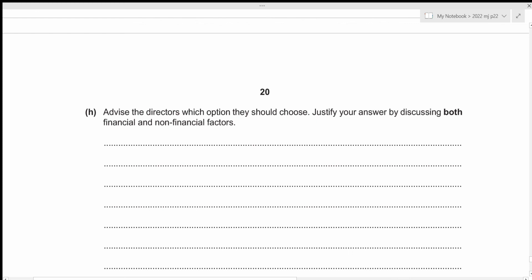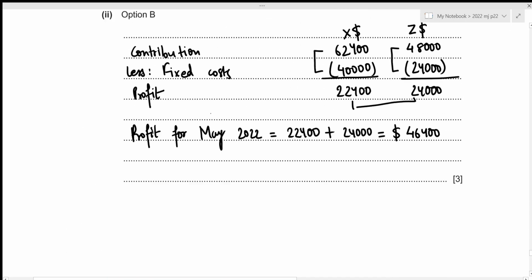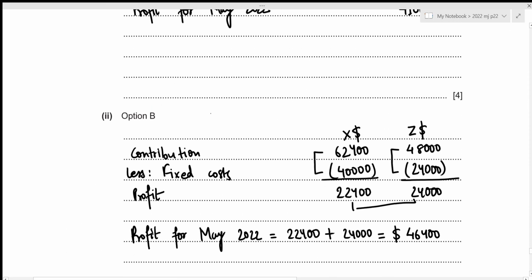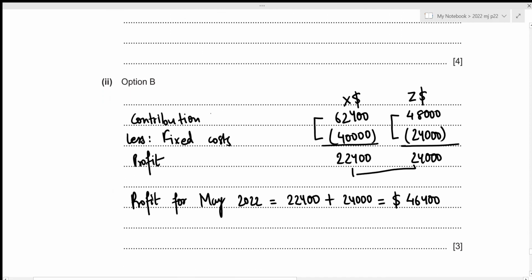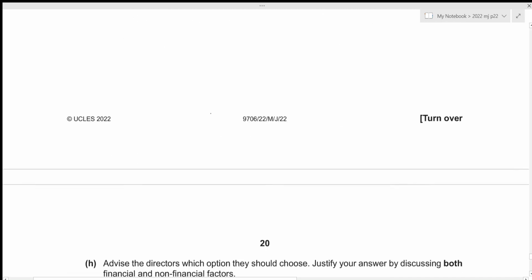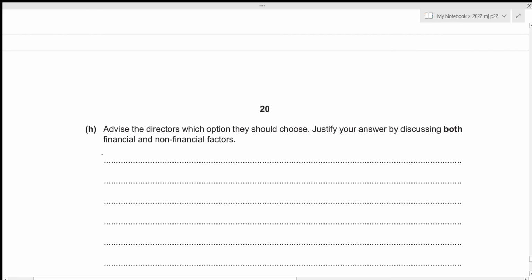Okay, the only financial factor here would be the profit, and we can see that the profit for option A is 41,000, whereas the profit for option B is 46,400. So we can clearly say that option B produces more profit than option A. Let's write it down. Option B produces more profit than option A.